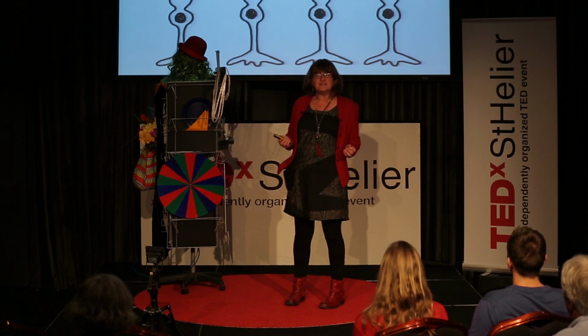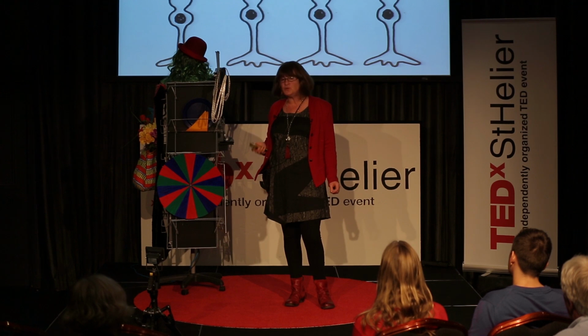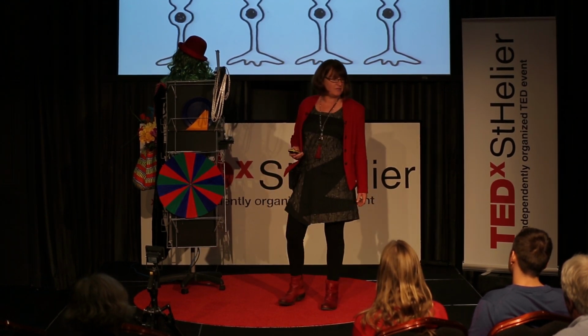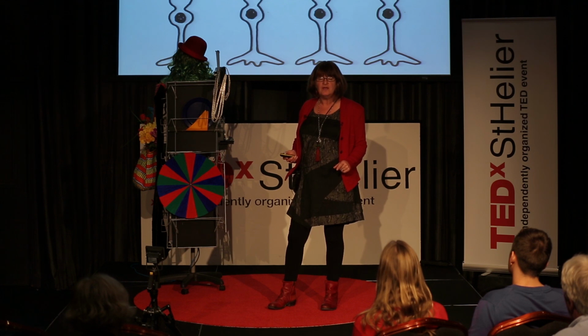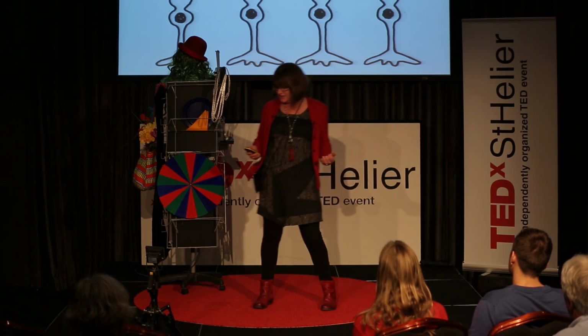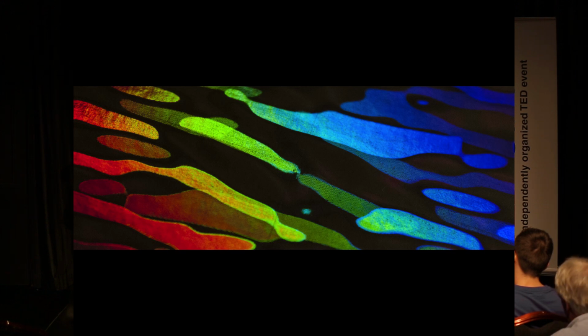Now, there are 6 to 7 million cones in the back of your eye and 120 million rods. But there's only one type of rod, and it only sees black and white, whereas there are 3 types of cone, and they see 3 different colours, and they are red, green, and blue. We're back to those primary colours of light again. Sometimes your cones don't work properly, and that's when you're colourblind.